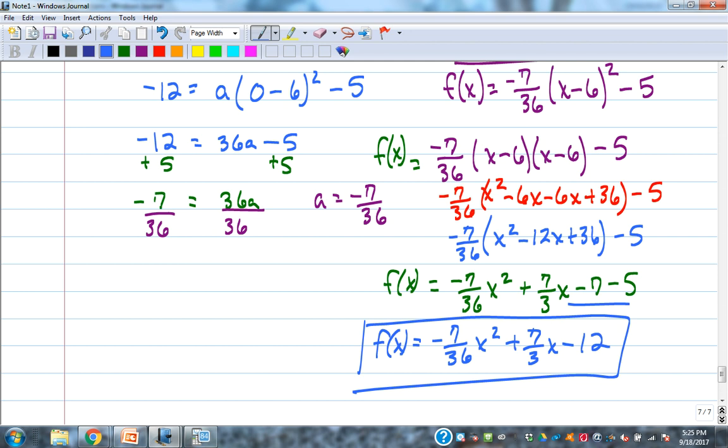All right. So if you needed to take that to intercept form, it would definitely be better numbers than that. This one would be borderline impossible for us to do that with because of the fractions in it. It's not factorable.